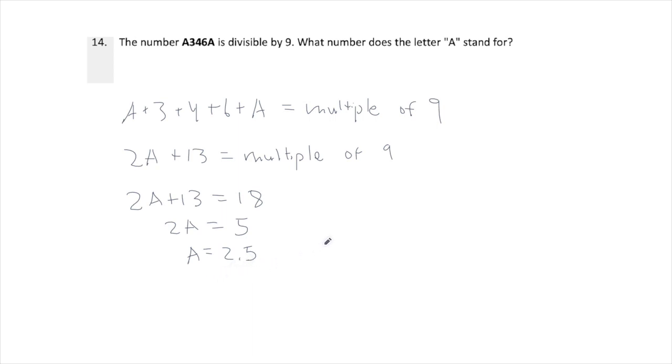So we can try the next multiple of 9. So we can set the equation 2A plus 13 is equal to 27. We can subtract 13 from both sides to get 2A is equal to 14. Now we can divide both sides by 2 to get A is equal to 7. Since 7 is a single digit and is not a decimal or fraction, it works in this instance. So the letter A stands for 7.